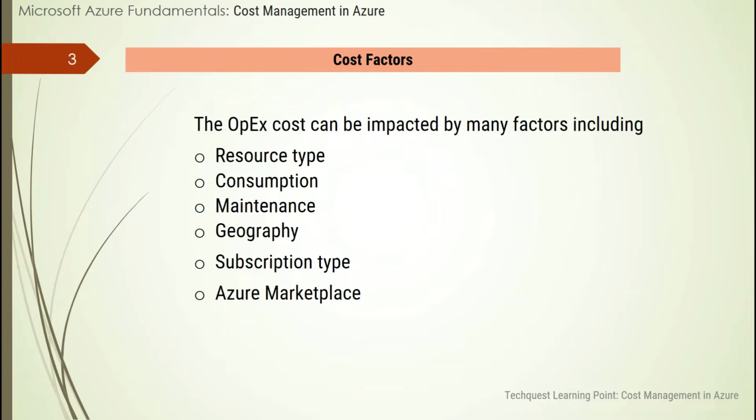To put it in a finer way, cloud computing platform setup cost, maintenance cost, and facilities cost are considered as CapEx. This cost is shifted to the consumer's shoulder as the renting expense of the cloud computing platform. The OpEx cost can be impacted by many factors including resource type, consumption, maintenance, geography, subscription type, and Azure Marketplace.